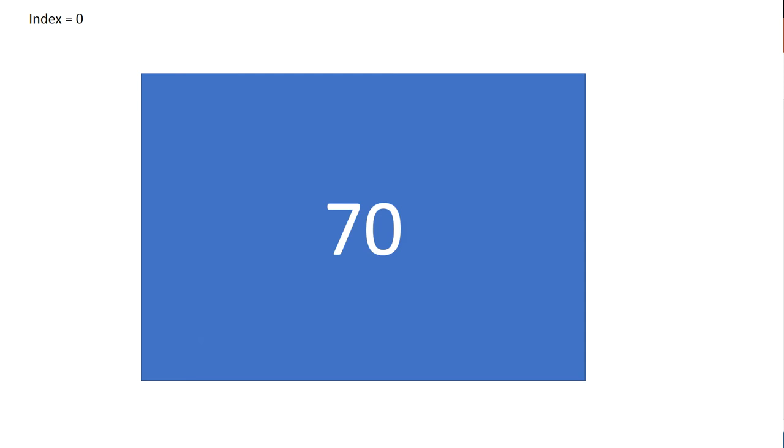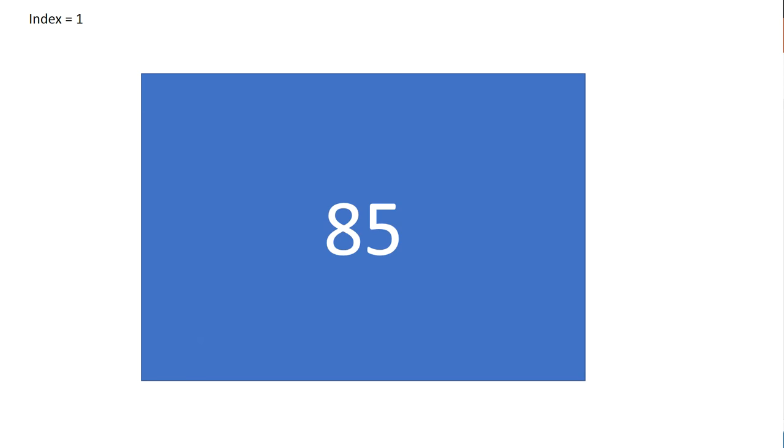My sum is 0, because I don't have anything that I've added to it, right? So if I add 70 to my sum, what is my new sum? My new sum is going to be 70. Now after this index, I have to move on to the next element, which is 85. Now I'm at index 1.